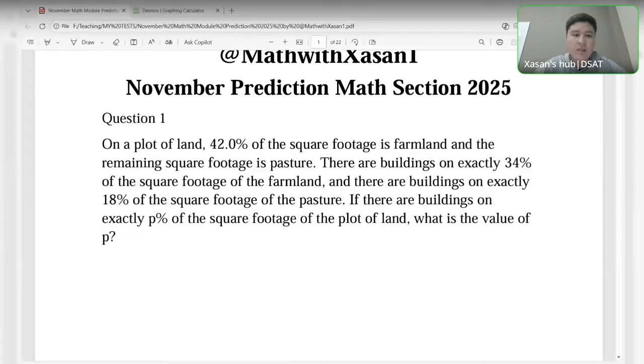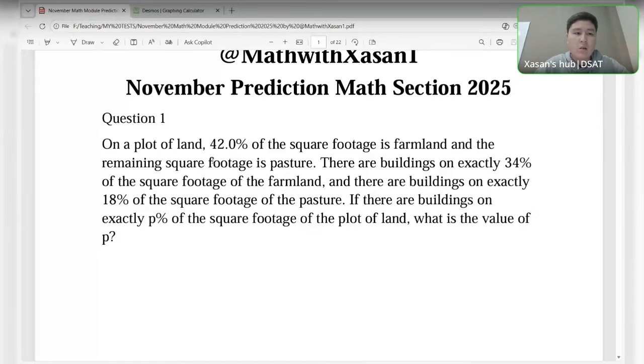So on a plot of land, 42% of the square footage is farmland and the remaining square footage is pasture. Like you guys have the square footage and 42% is the farmland and the remaining, which is 58%, is the pasture. There are buildings on exactly 34% of the square footage of the farmland, and exactly 18% of the square footage of the pasture. If there are buildings on exactly P% of the square footage of the plot of land, what is the value of P? Guys, we just have to find what is the total percentage of the buildings, right?